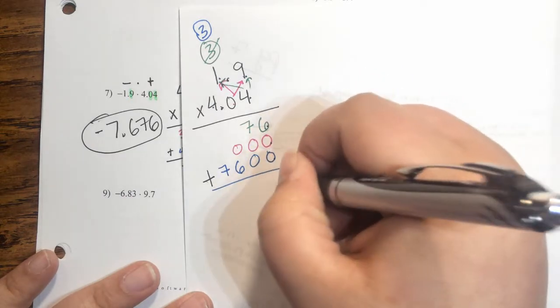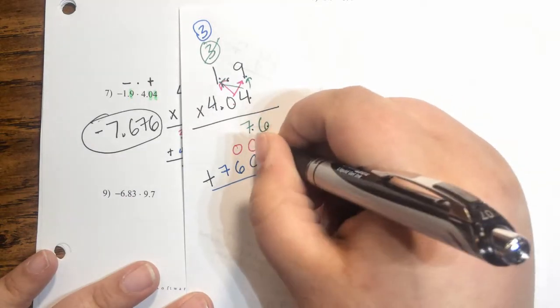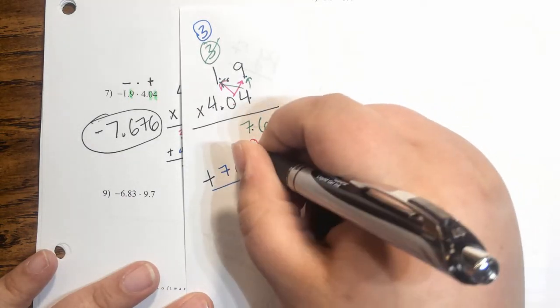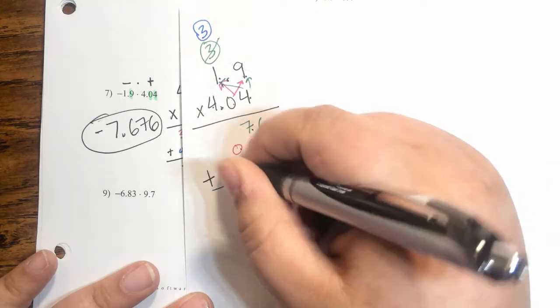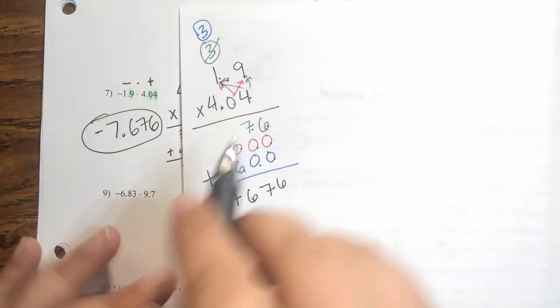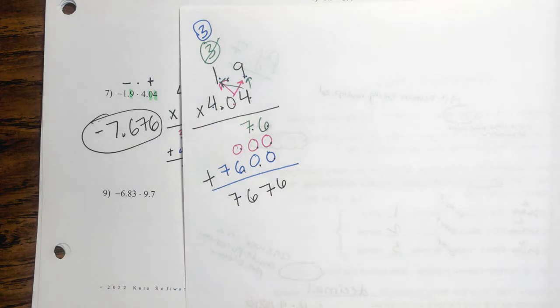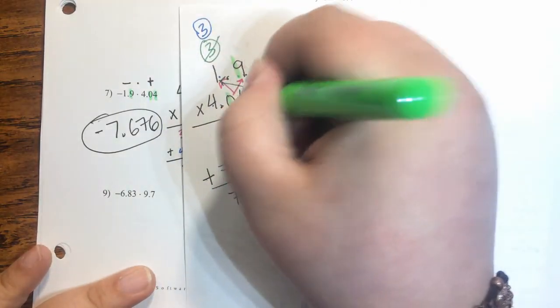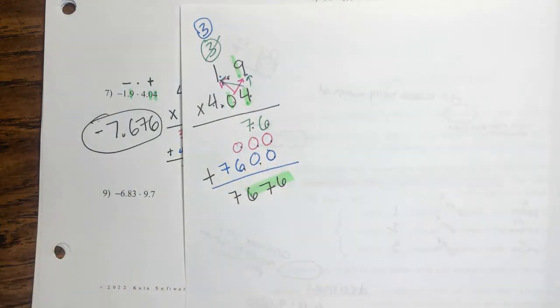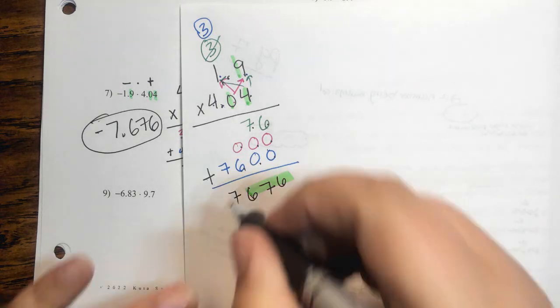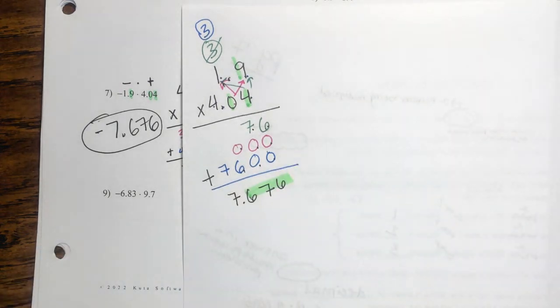6 plus 0 plus 0 is 6, 7 plus 0 plus 0 is 7, 0 plus 6 is 6, 7 plus nothing is 7. And again, there are 3 decimal places in your multiplication problem, so there should be 3 decimal places in your answer, your product, 7.676.